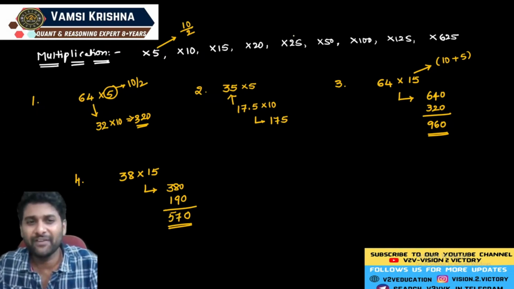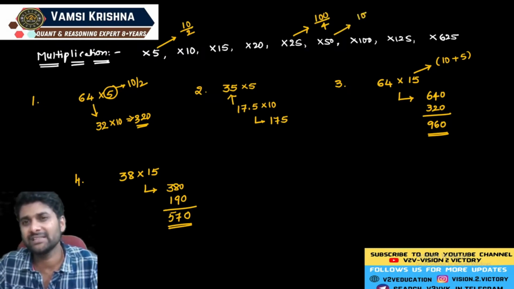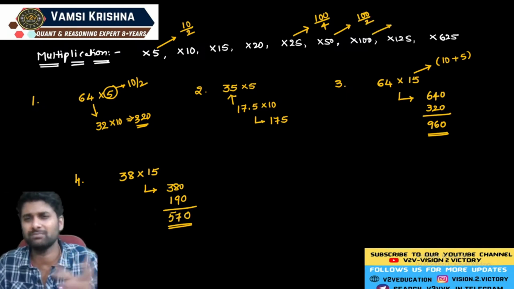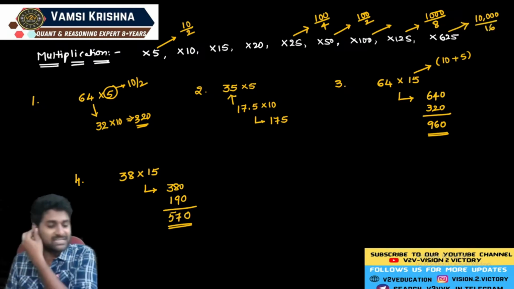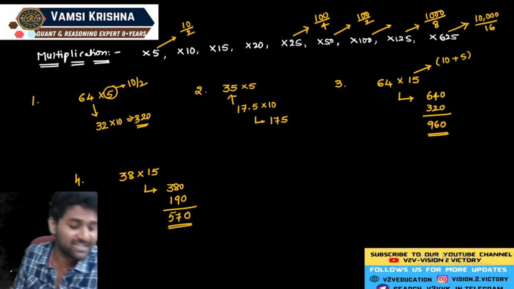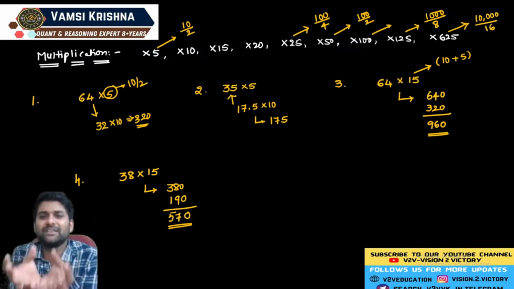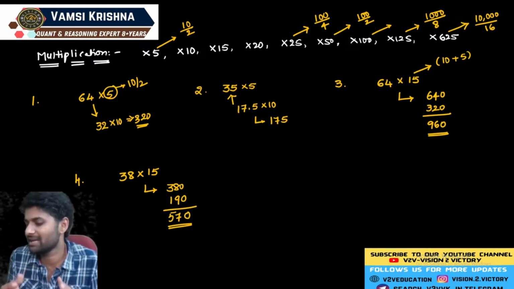Now, for example, 25 means 100 divided by 4. You already know that 50 means 100 divided by 2. 100 is simple: whatever number is multiplied by 100, it gets two zeros at the end. But 125, you already know, is 1000 divided by 8. And what about 625? Remember, guys, 625 means 10,000 divided by 16. If you know these kinds of conversions, then you can save your time in calculation.